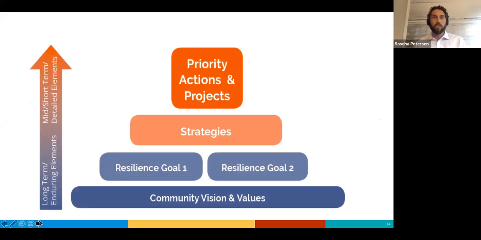The nice thing about that vision and goal structure is it really creates a solid foundation for the discussion we're going to have today. The community vision and values is shown there at the bottom. So that's the base, that's the foundation. The goals build on top of that.